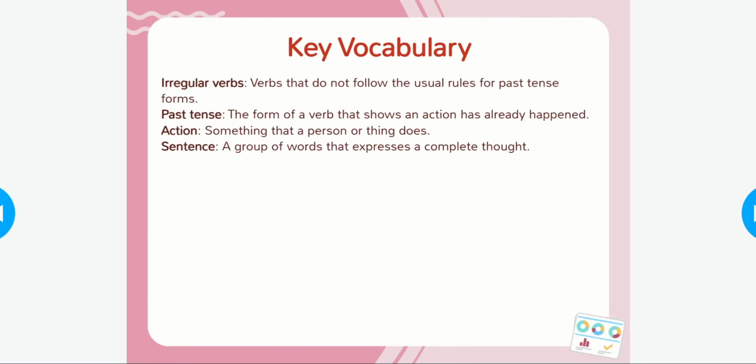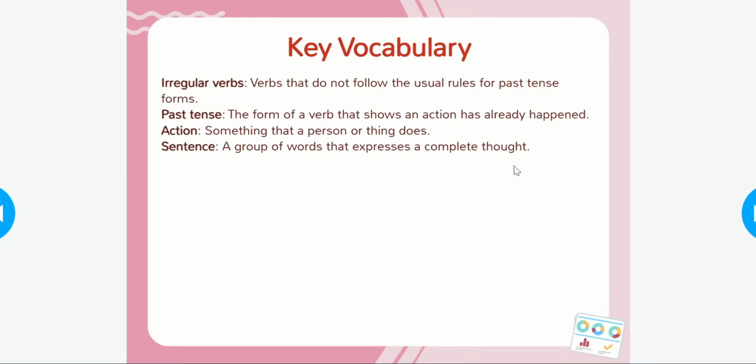What is an irregular verb? An irregular verb is a verb that does not follow the usual rules for past tense forms. Normally, we add ed to the end of the verb to put it in the past. For example, talk. I talked to my teacher yesterday. So irregular verbs do not follow that rule.